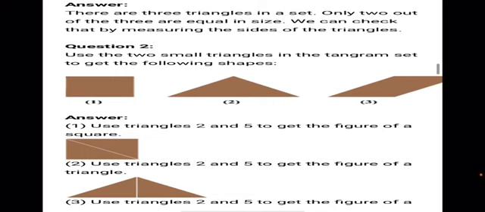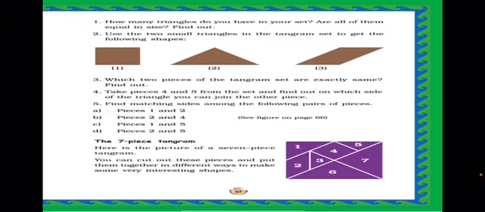Now using triangles 2 and 5 to get a figure of a square, a diamond. So again we can take one triangle like this and one triangle like this and we join it together and we'll get the diamond like this. Now which 2 pieces of the triangle set are exactly same? Find out.